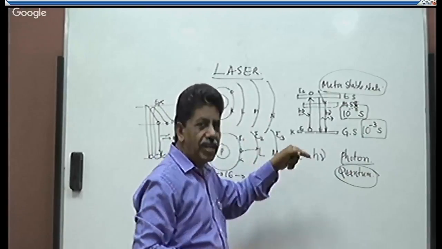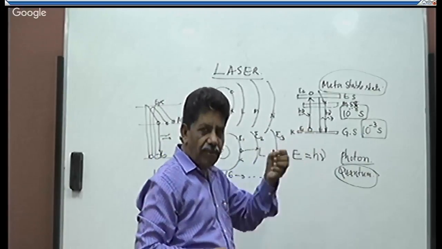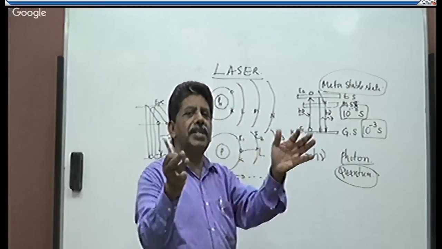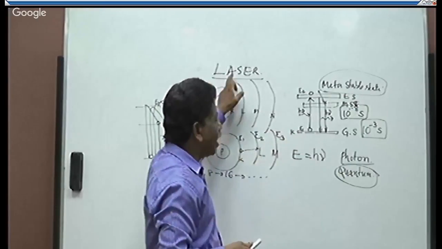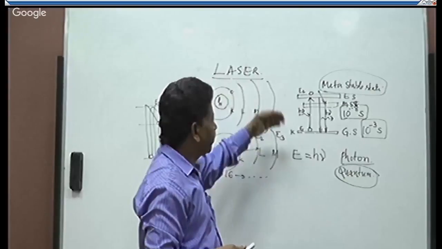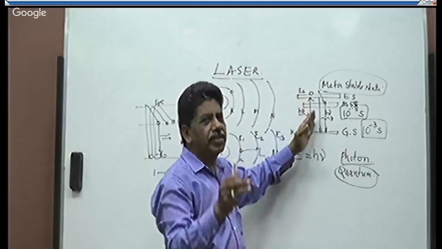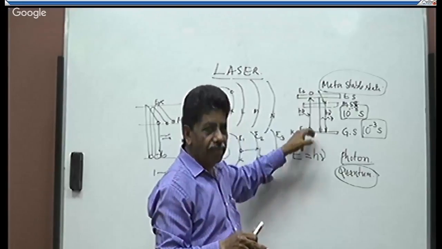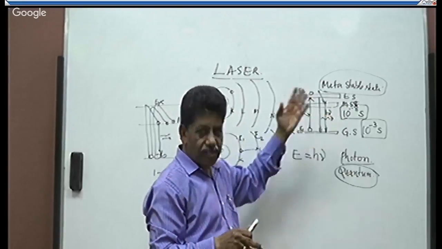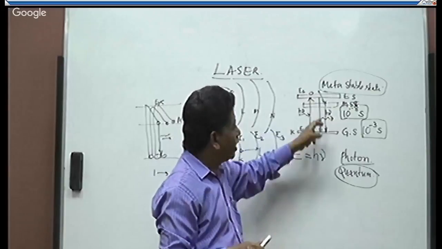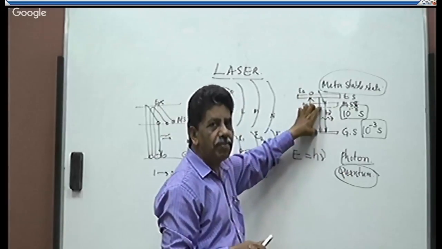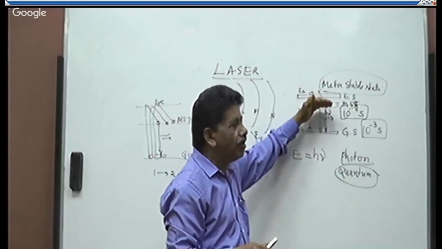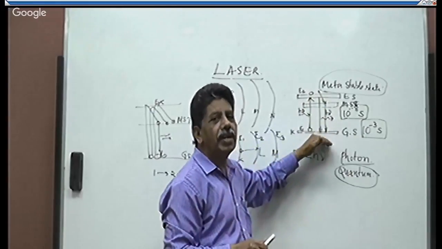Whatever the input that is given, because of a smaller input, we get a very large output. So light is amplified. What is the process? This is not the major role. No doubt it is essential, without this it cannot be stimulated, it has to be taken there, but the major part is the transition of the electron from the metastable state to the ground state.